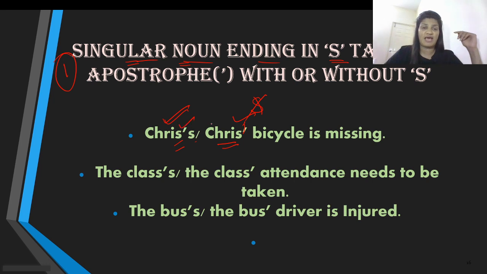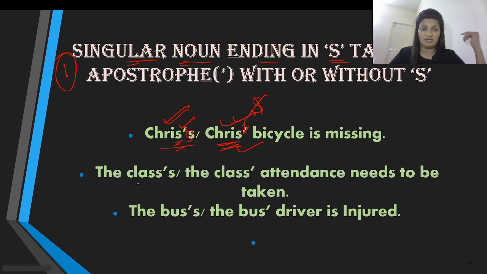So both are accepted concepts. For example, Chris. Chris is a name ending with letter S, and we have used the apostrophe and S, or Chris just with the apostrophe, which is totally accepted as well. Chris' bicycle is missing. Next one, class. The class's attendance needs to be taken, or the class' attendance needs to be taken.